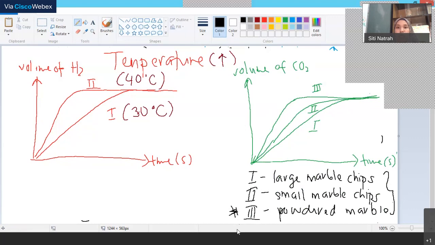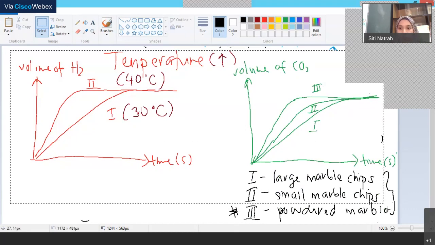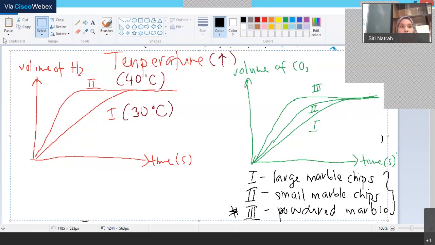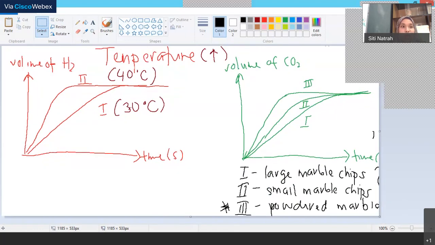Okay. So temperature sudah, particle size sudah, catalyst dah sudah. Kita tengok temperature dah kan tadi. Surface area pun dah sudah. Okay. Last sekali adalah concentration. Kalau untuk pressure, biasanya pressure ni mesti melibatkan kita punya gas.